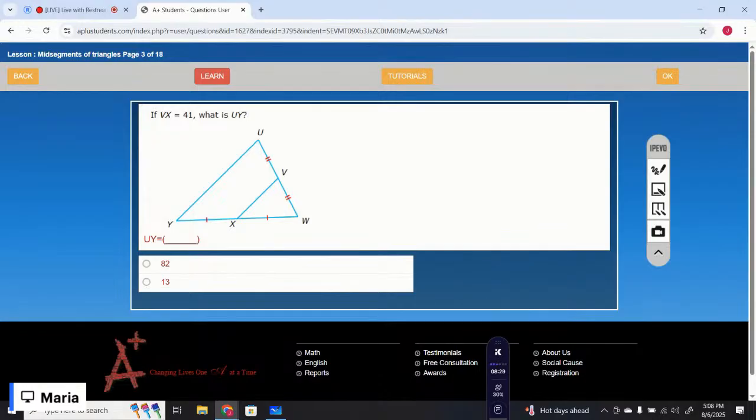If VX equals 41, what is UY? Then UY equals 82 because UY is twice the VX.